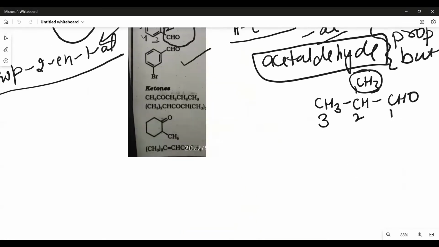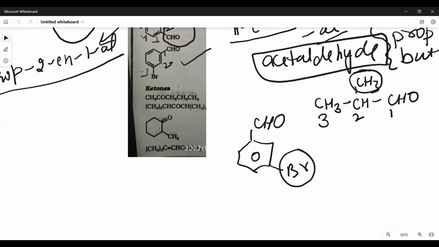The next one you can do very well, 1, 2 and 3. So it is 3-bromobenzaldehyde, because the aromatic aldehyde will be benzaldehyde. At the third position, now you can understand this position is the meta position that we did in the previous lecture: ortho, meta and para positions. So it is meta-bromobenzaldehyde, but in IUPAC nomenclature we write the position number. So it is 3-bromobenzaldehyde.